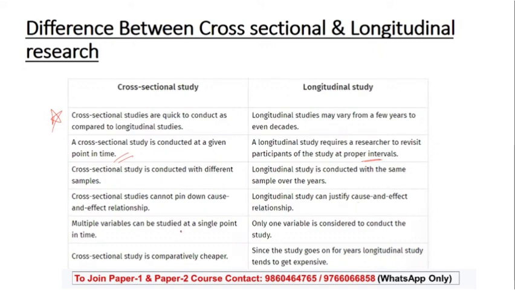Multiple variables can be studied at a single point under cross-sectional. Very important, whereas only one variable is studied under the longitudinal study. Cross-sectional is not only quicker but also comparatively cheaper, whereas longitudinal is lengthy by the name itself, and definitely it tends to be expensive.